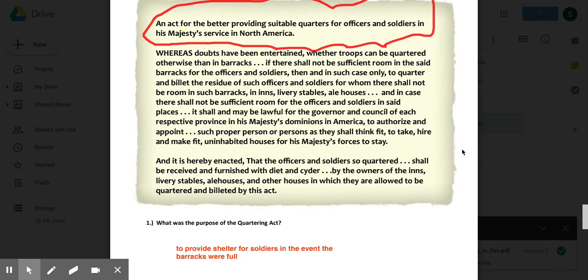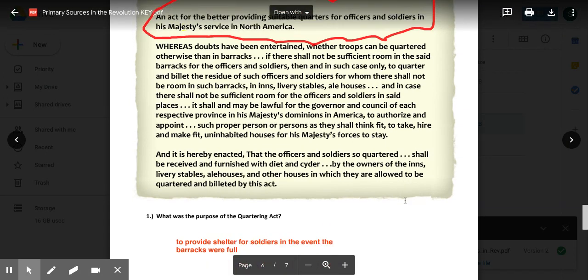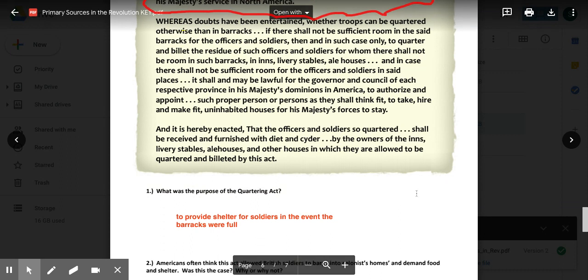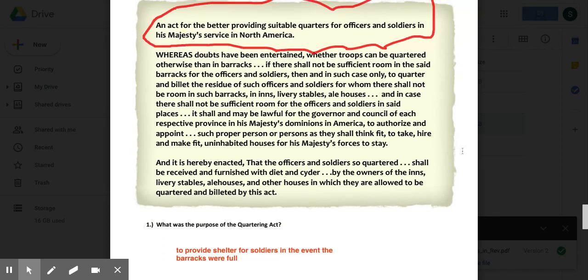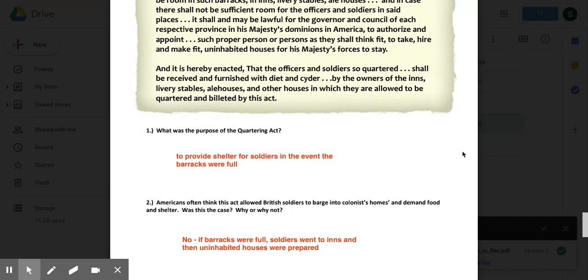You know what that means, guys? All it means is to provide shelter, provide homes for the British soldiers and officers that are living in North America. So I've written down here to provide better shelter for the soldiers in the event that the barracks were full. So what that means is barracks are like dorms. If you guys have older brothers or sisters in college, barracks are like dorms where soldiers live. So the purpose of this act was to provide extra housing for the soldiers in the event that those British barracks or dorms were full and the soldiers had nowhere else to go.